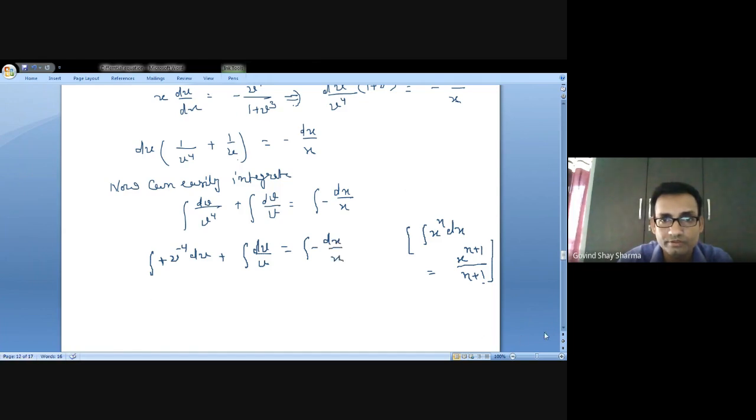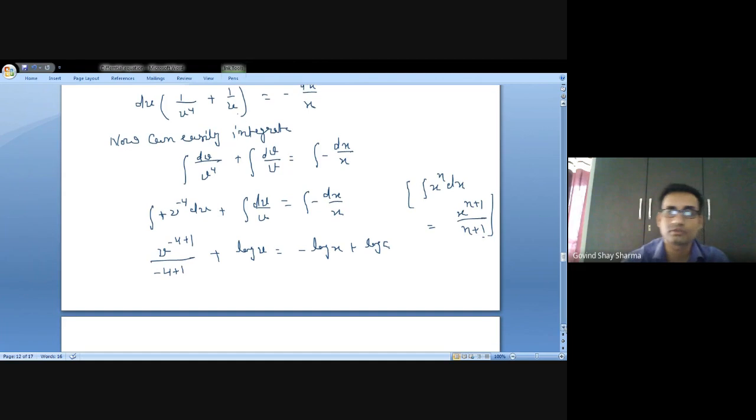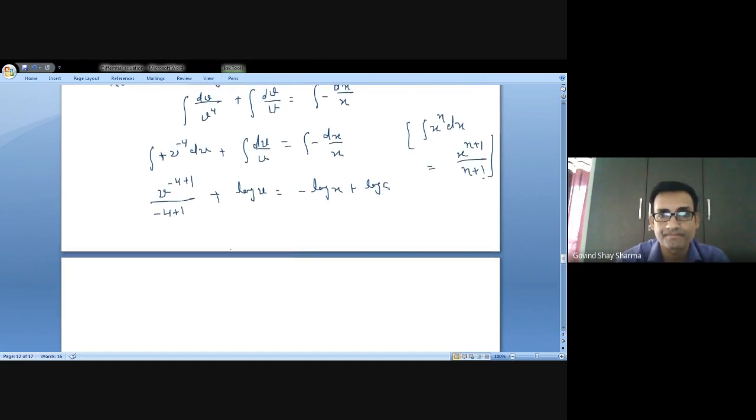So this becomes v to the power minus 3 upon minus 3 plus log v is equal to minus log x plus c, where c is the integrating constant. Here it becomes minus 1 by 3 v cube plus log v minus log x.